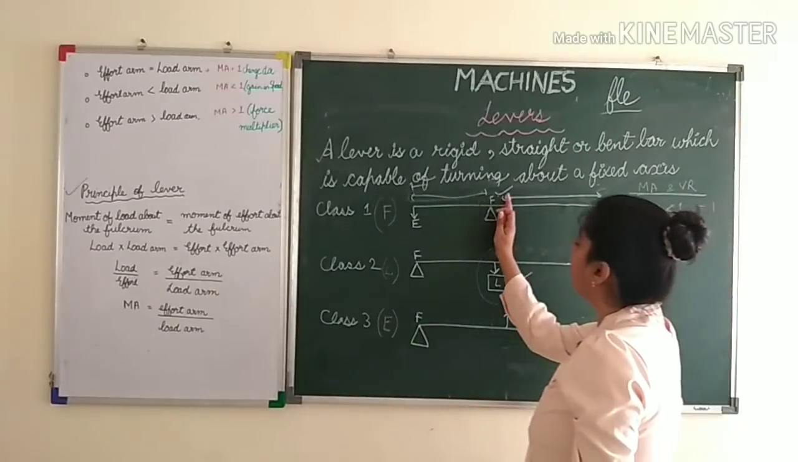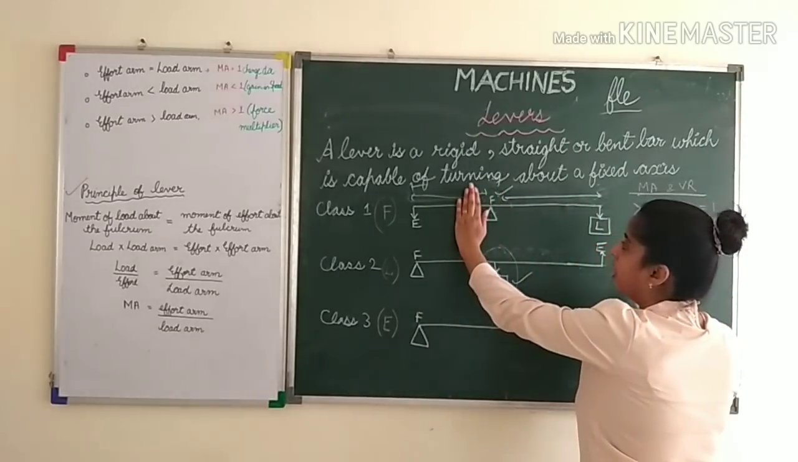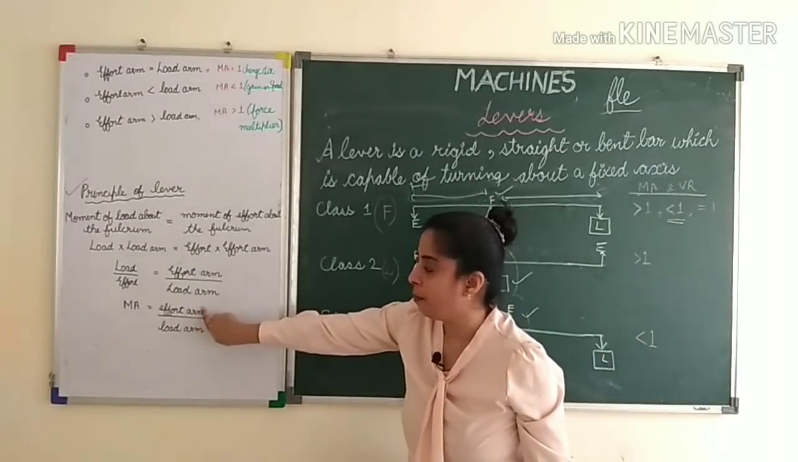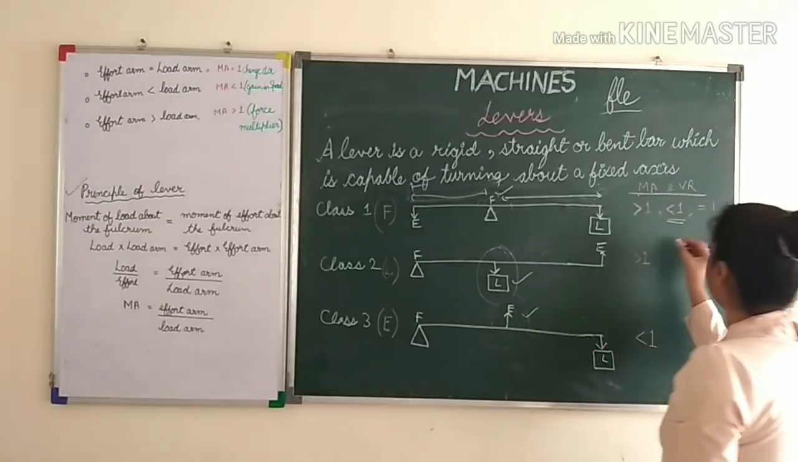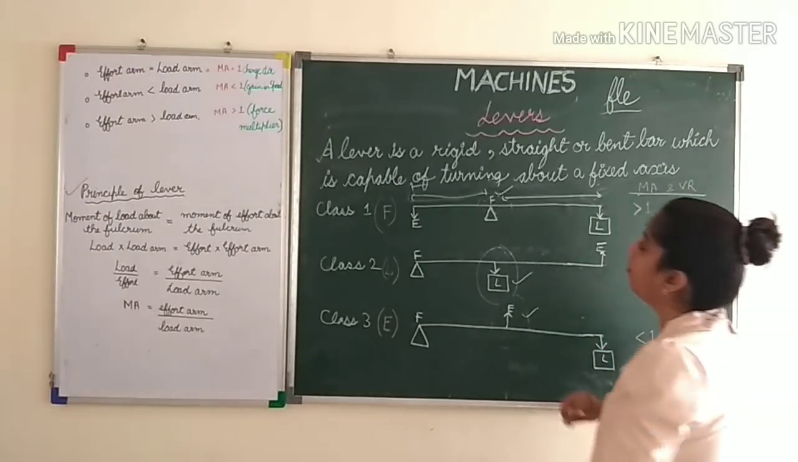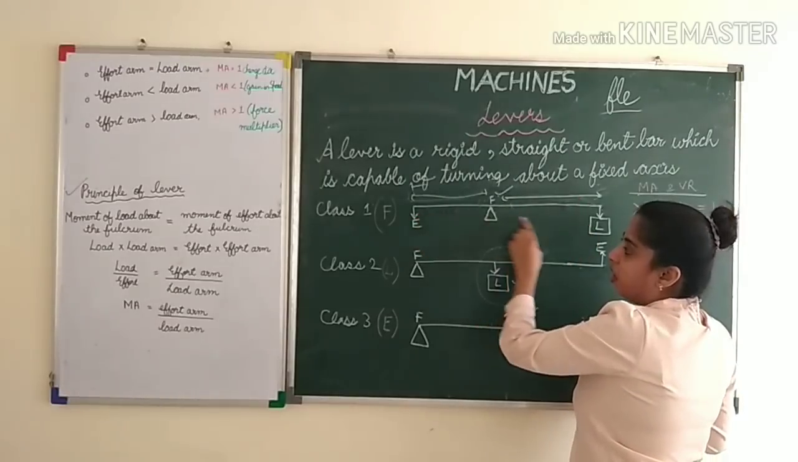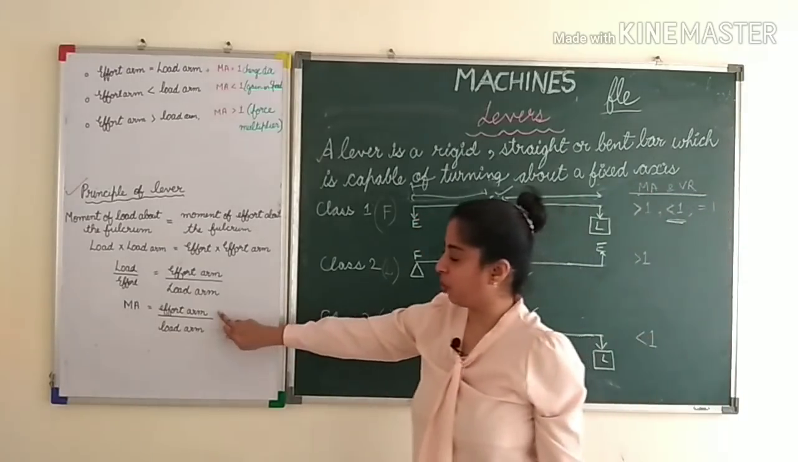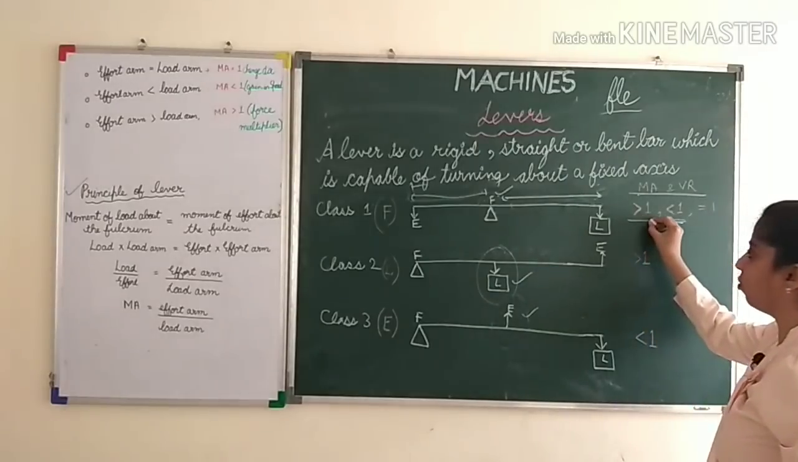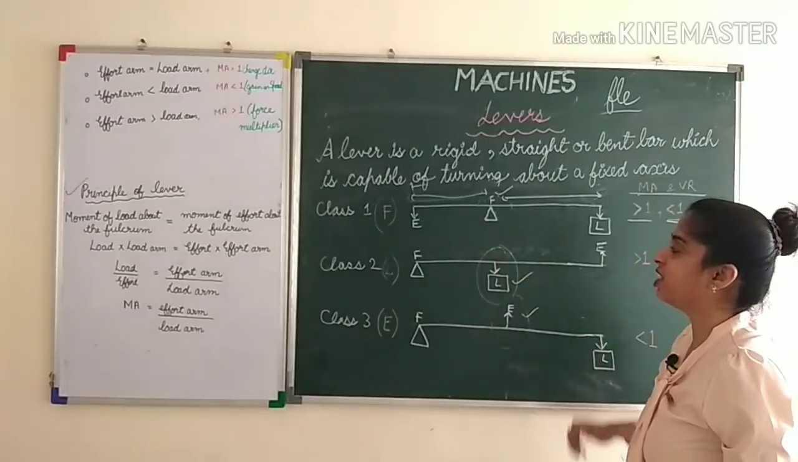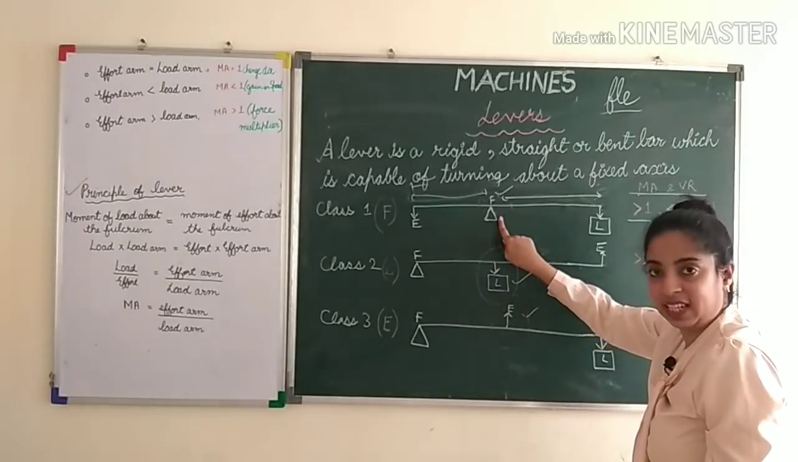Okay, now if fulcrum is slightly shifted here, then this load arm will be bigger. So if load arm is bigger, mechanical advantage will be less than 1. Okay. And if fulcrum is slightly shifted here, the effort arm will be bigger, so mechanical advantage can be more than 1. So in class 1 type of lever, mechanical advantage can be equal to 1 when it is exactly in between.